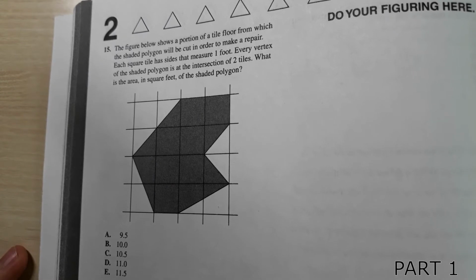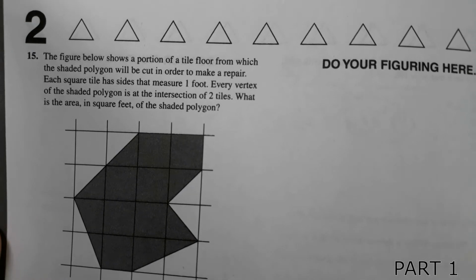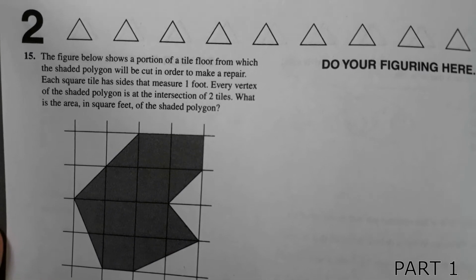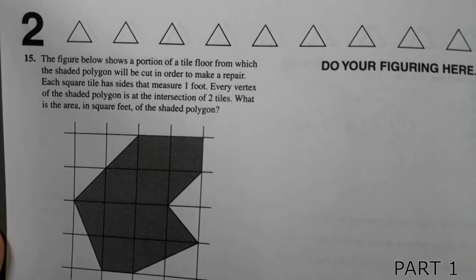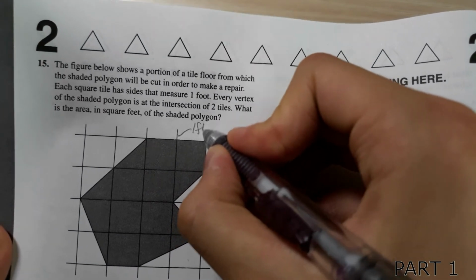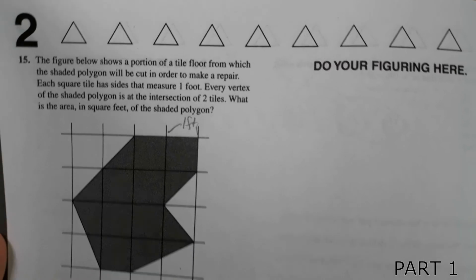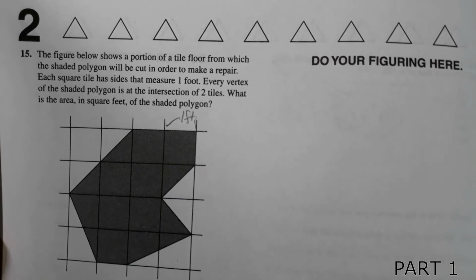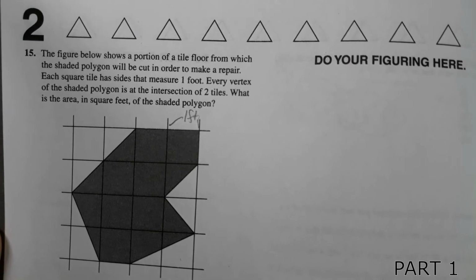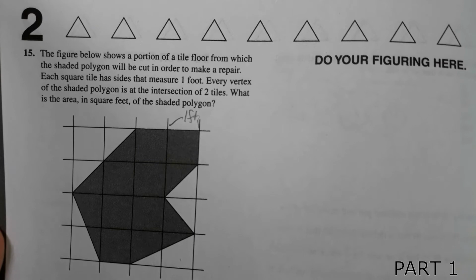Okay, the figure below shows a portion of a tile wall from which the shaded polygon will be cut in order to make a repair. Each square tile has sides that measure 1 foot. So every side is 1 foot, and every vertex of the shaded polygon is at the intersection of 2 tiles. What is the area in square feet of the shaded polygon?